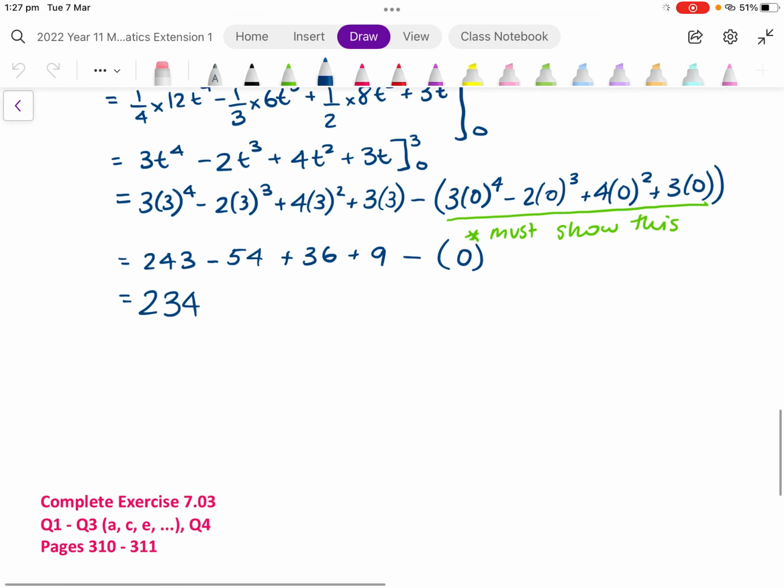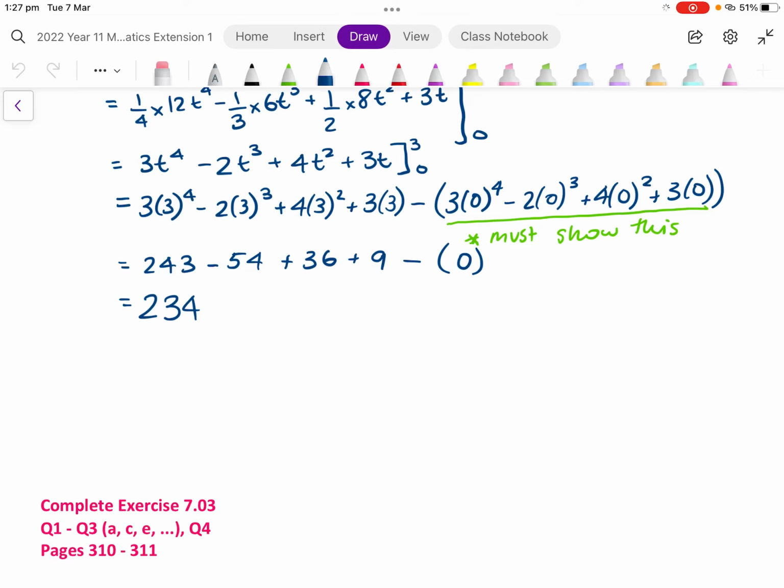What you guys are going to do now is have a go at exercise 703, question 1 to 3 ACE, and all of question 4.